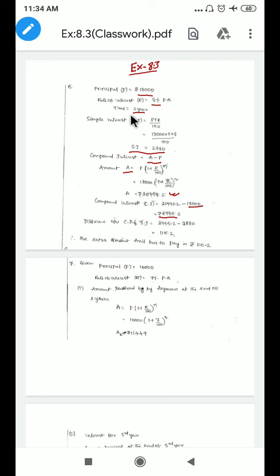Now here it is asking what extra amount would he have to pay? So we know that compound interest is always bigger than the simple interest. That means you have to subtract the simple interest from the compound interest. Then you will get the value of x. That means this much extra amount he has to pay if he borrowed this same amount of money at compound interest.